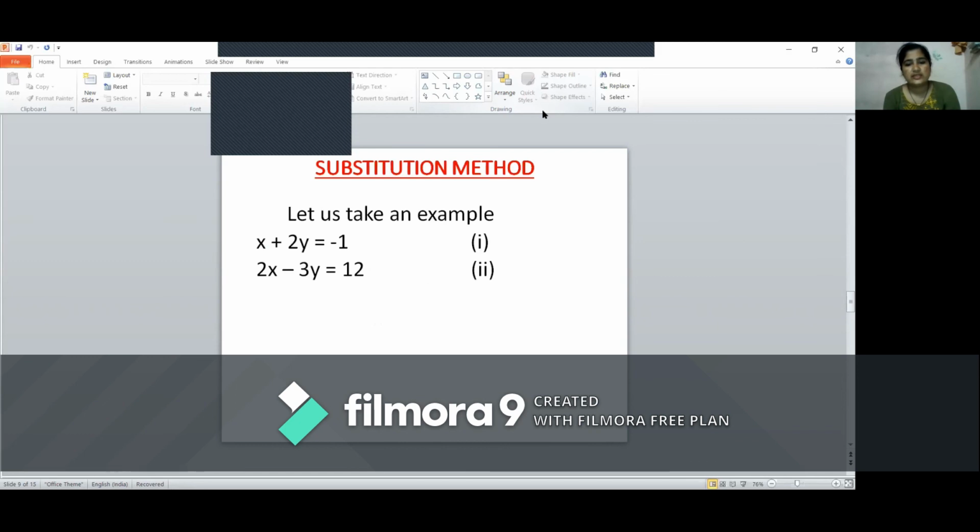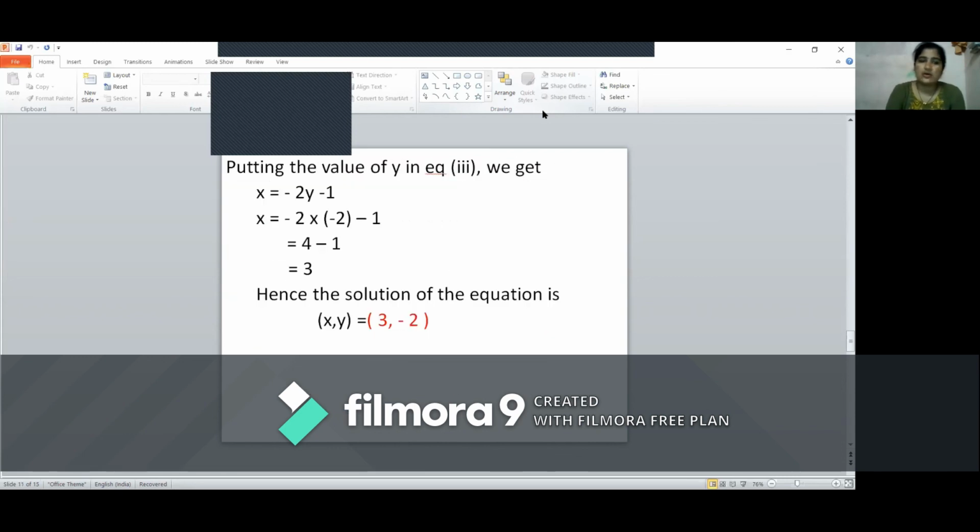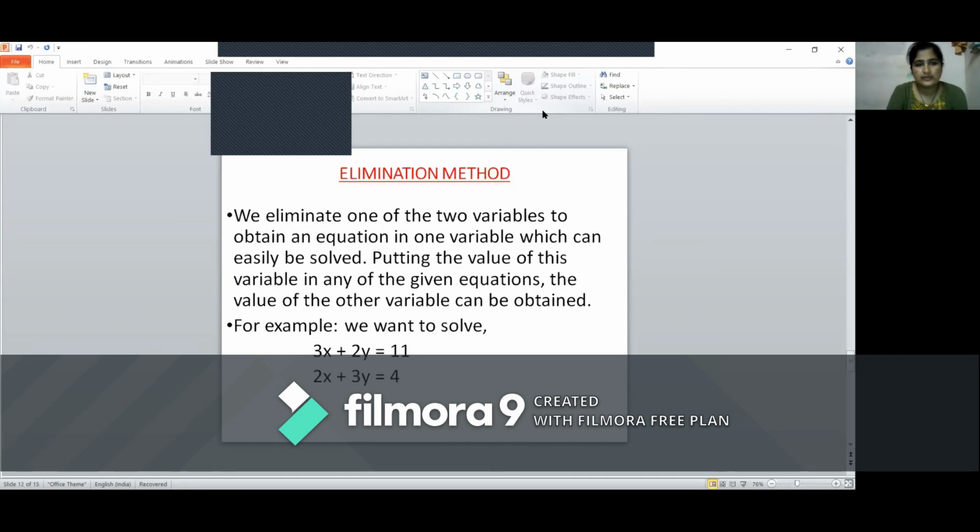Same as you can put in the second equation. So 2 into 3 is 6, and minus 3 into minus 2 is plus 6. So 6 plus 6 is 12. That means LHS is equal to RHS. Hence our solution is verified; our solution satisfies the given system of linear equations. Therefore, the values of x and y are 3 and minus 2. This is the substitution method. I hope you understood.